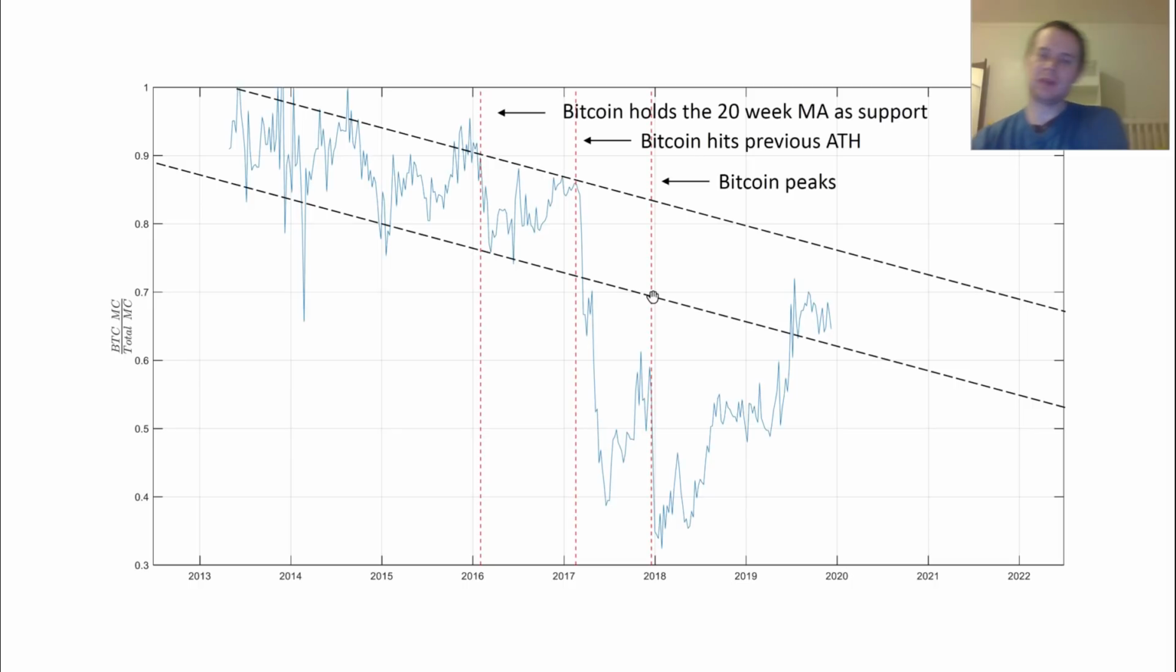So the last time, there's 3 key times when Bitcoin holds a 20-week support: when it hits an all-time high, a previous all-time high, and then when it peaks at the end of a bull market. Those are typically the 3 times that altcoins really see the best growth. So just consider that. We're here on this channel, we look at longer term shifts. We're not interested in short term moves.